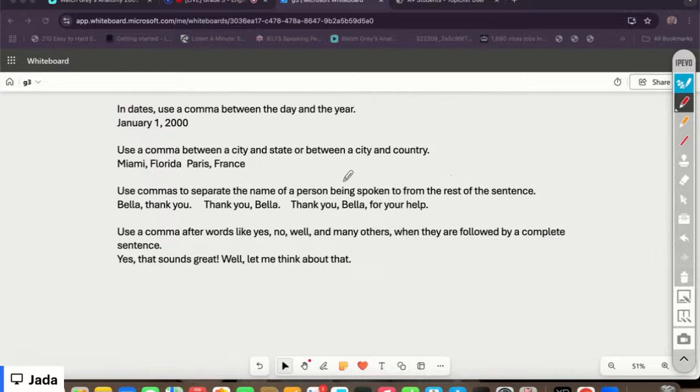All right, so moving on, we have use commas to separate the name of a person being spoken to from the rest of the sentence. So if you are talking about a person, you have to use a comma to separate the name of the person. Okay, so just like we have Bella and we have thank you. So something like this. So you have to make sure you put a comma to separate, either "Thank you, Bella" or "Thank you, Bella, for your help," right?